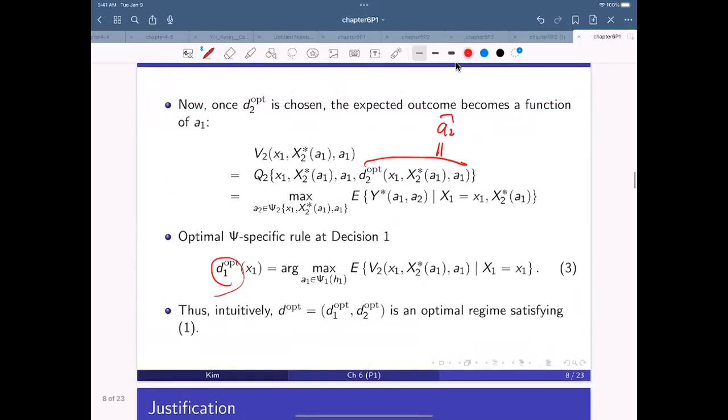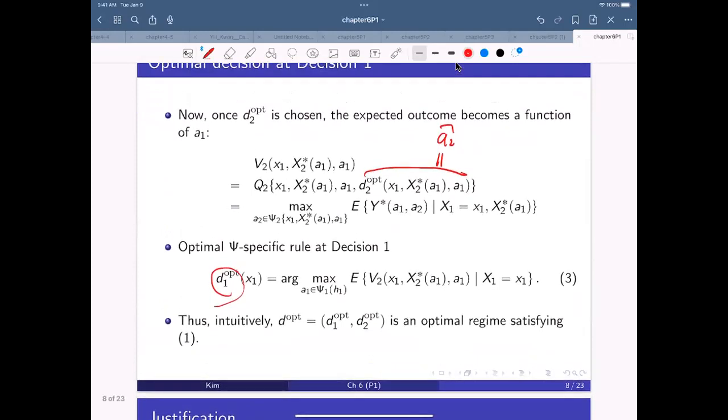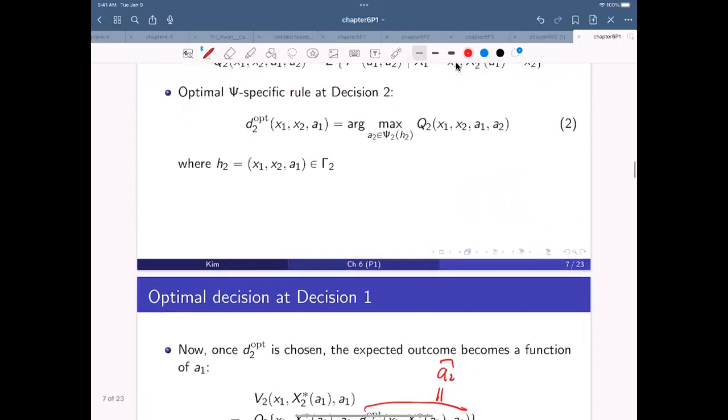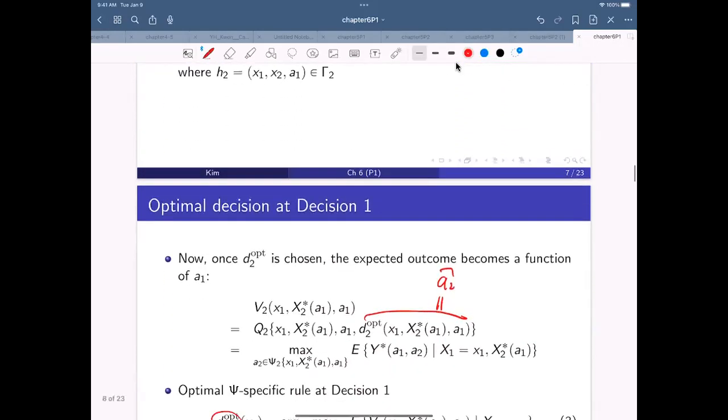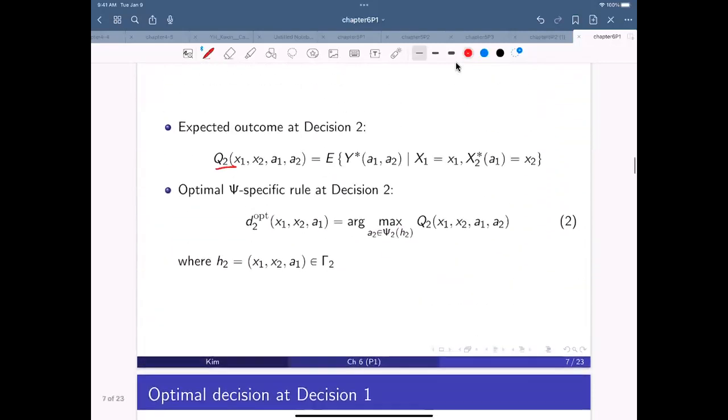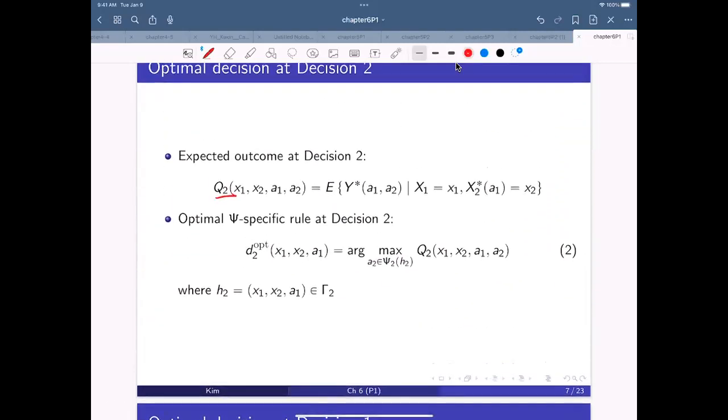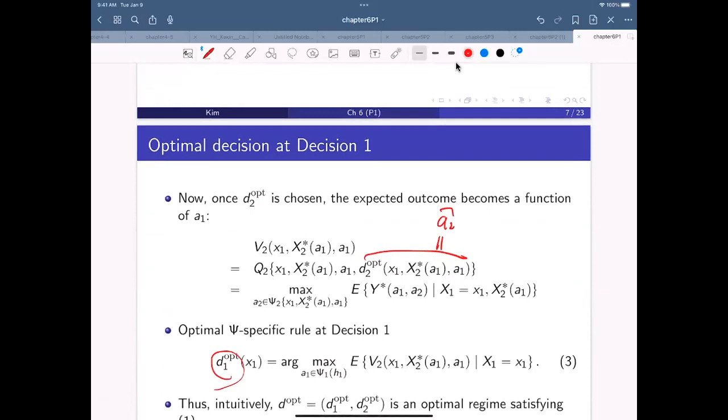So what is Q2? The notation is a little bit messy, but we use Q2 and plug in to get V2, and then take the conditional expectation. So this one becomes Q1 of X1 and A1. Then you basically maximize over A1 to get D1.